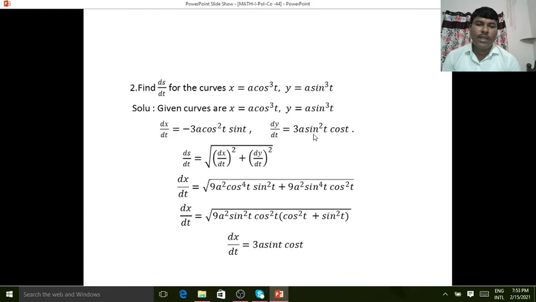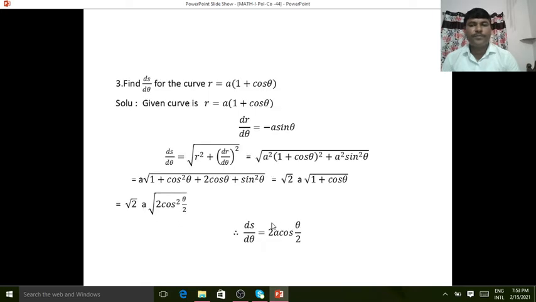and squaring, and dy by dt is this one, and after squaring we get this one, and here 9a square cos square t sin square t is common, take outside, so remaining term is cos square t plus sin square t. So the value of this one is 1. So we have ds by dt is equal to 3a sin t cos t.